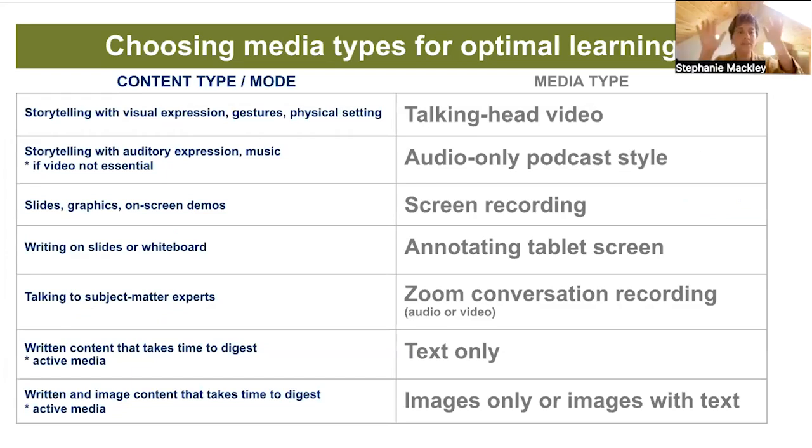So this is the rundown of all the media types that I just walked you through. And to riff off of the Mayer's table that I showed you in the beginning from the Multimedia Learning book, I created this just for quick reference. I set it up this way because you can locate your content type or mode on the left side and then see what it matches with best on the right.